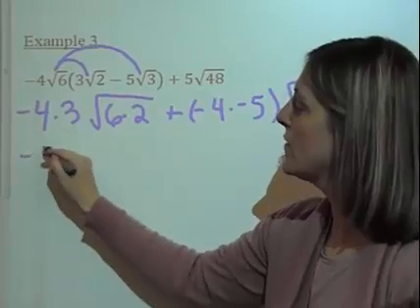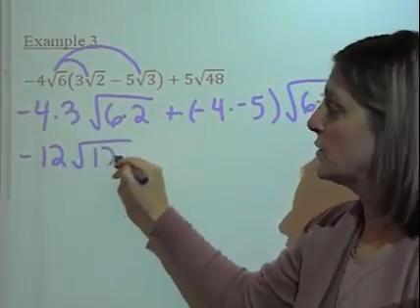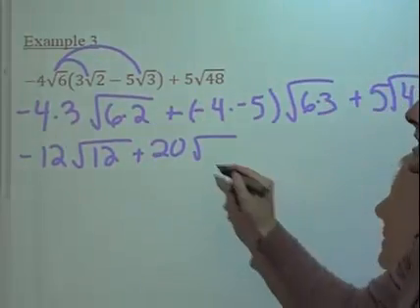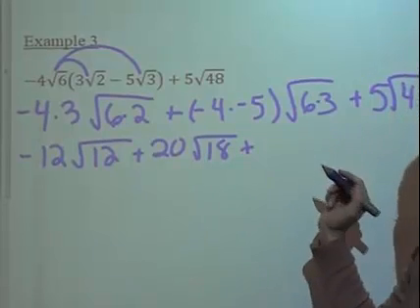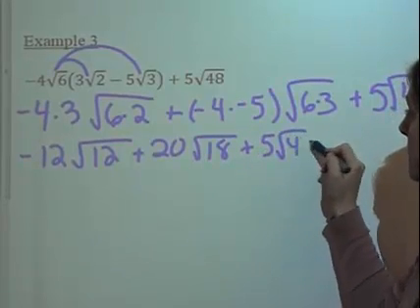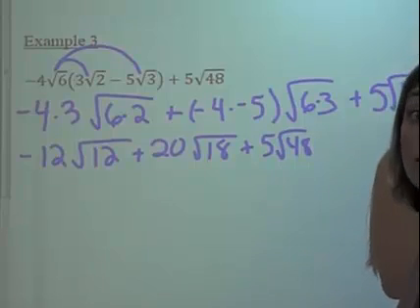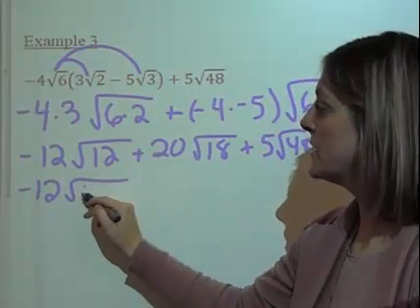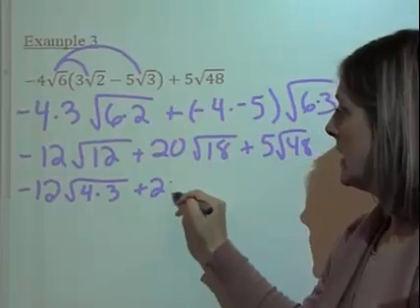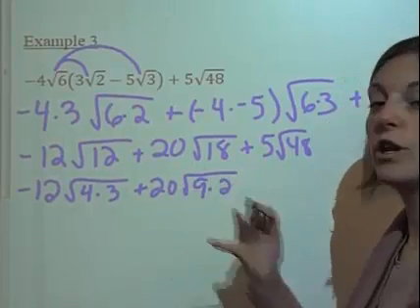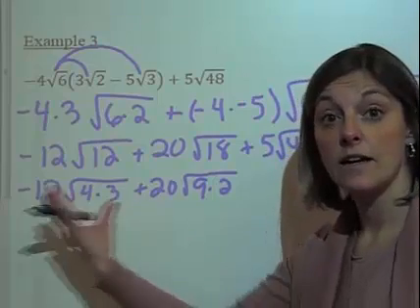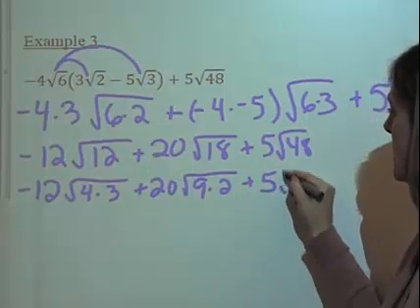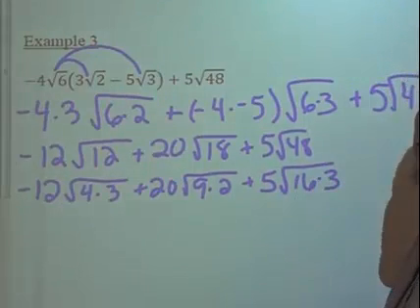So there he is. All right, so now we want to simplify inside the radical. So we have -12 square root of 12, we have 20 square root of 18, and then 5 square root of 48. Now we want to look and see how those can simplify or break down. So we can say, well, this is 4 times 3, and 18 is 9 times 2. So we're looking for the biggest perfect square that is a factor of those numbers inside the radicands. And then we have 5 square root of 16 times 3.